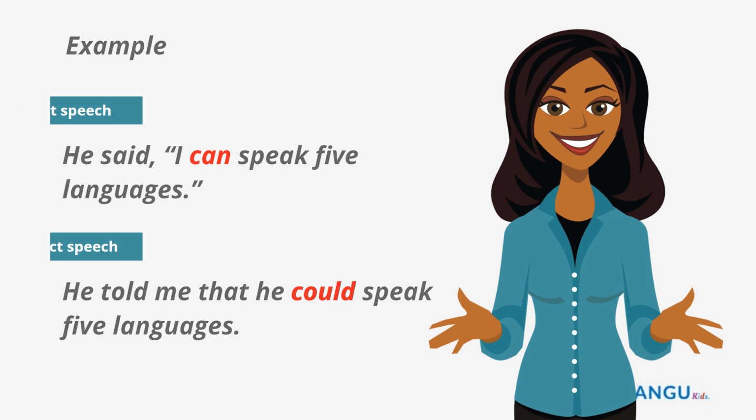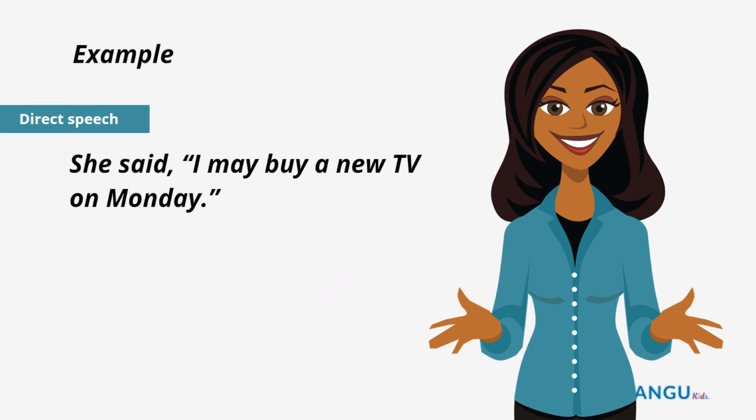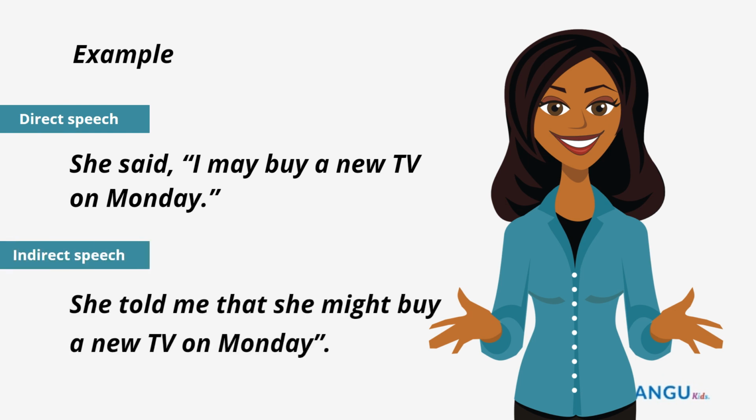Example 2. Direct speech use of modal. She said I may buy a new TV on Monday. Indirect speech use of modal. She told me that she might buy a new TV on Monday. Again, did you notice how may changes to might in order to switch from direct to indirect use of modals?